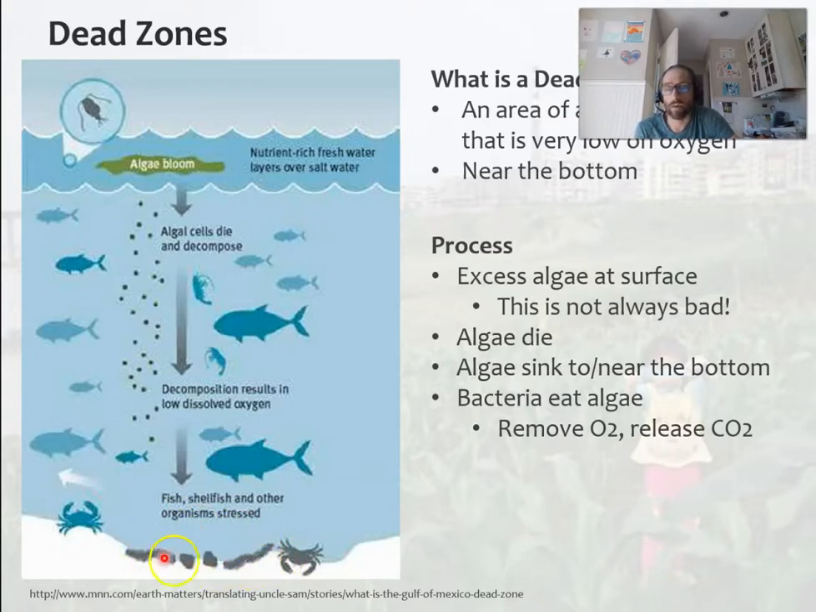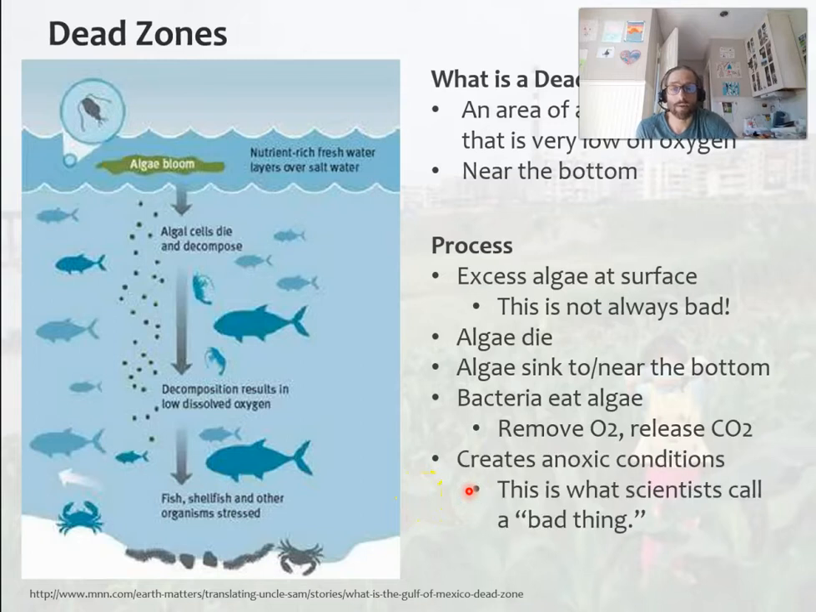But then you have these organisms that eat these algae, and those organisms breathe oxygen. So they remove oxygen from the water just because they're alive and thriving because they have all this food, and they release CO2 into the water. So the water down near the bottom is going to be low in oxygen because all these organisms are pulling oxygen from the water. That's obviously a problem because a lot of organisms live near the bottom.